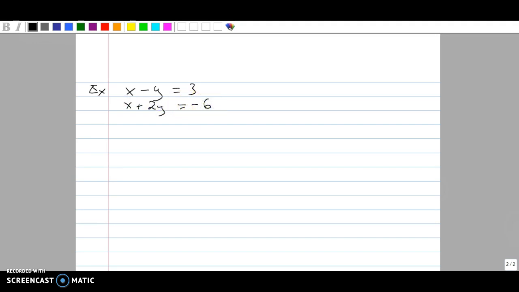So this one, step 1 was to get a variable by itself. In this case, nothing's by itself. We have to figure out a way to get a variable by itself.